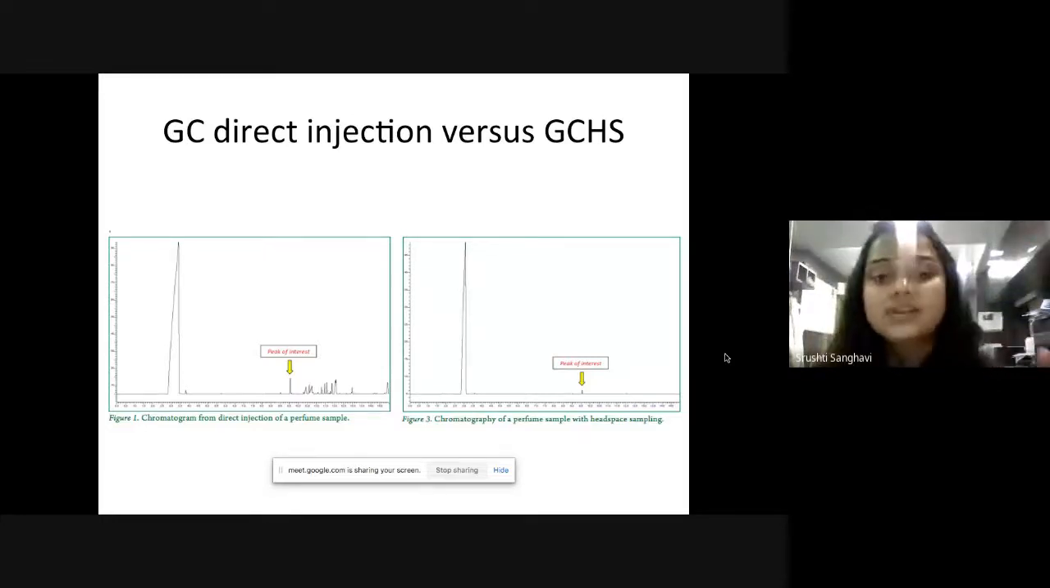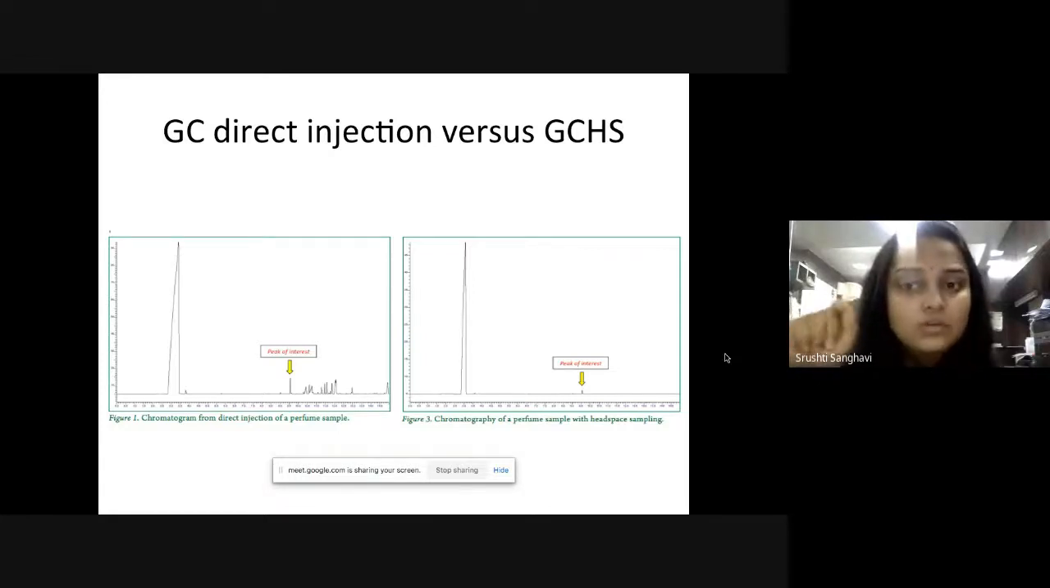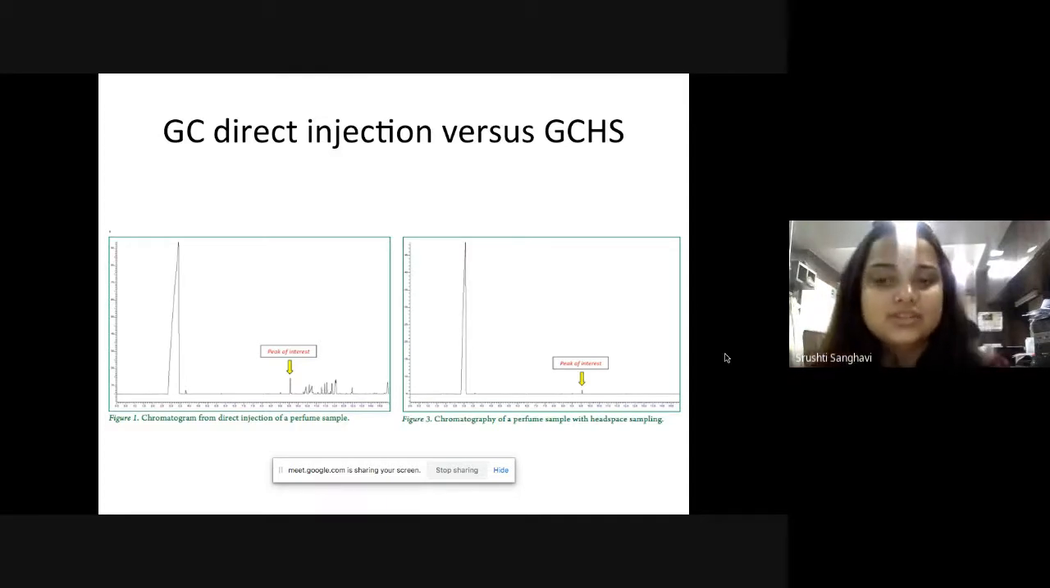If I want to see that, I will direct inject. And if I want to do some R&D or quality control of only a certain component out of that entire perfume, then I will put it into a GCHS. So the peak of interest is the same in both, in the same place too. But with GCHS, all my noise goes away. The things I am not interested in, I will not see.